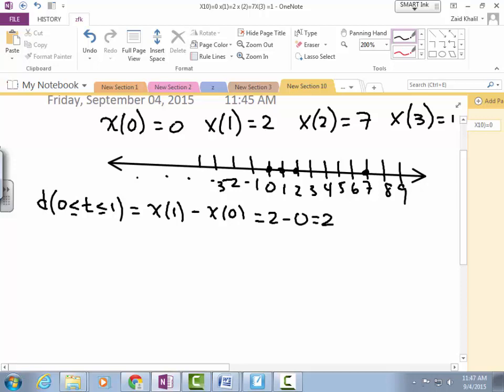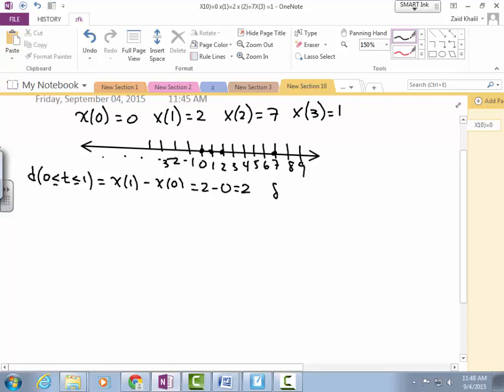And so what is the distance that it travels? Let me see. How am I going to do this? I need to zoom in a little bit. So now I'm going to draw a line here. And so the distance it travels from 0 to 1 is equal to what? It's obvious. You start at 0, you go to 2. What distance did you travel? 2.